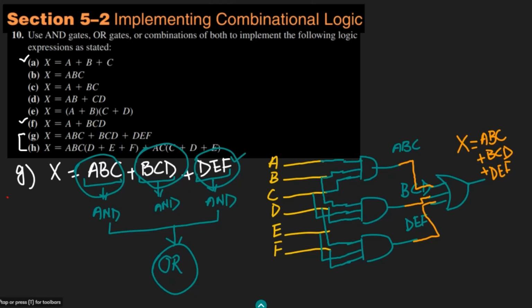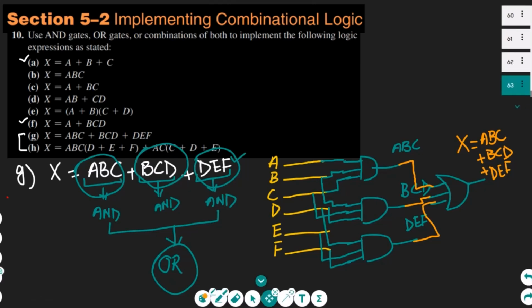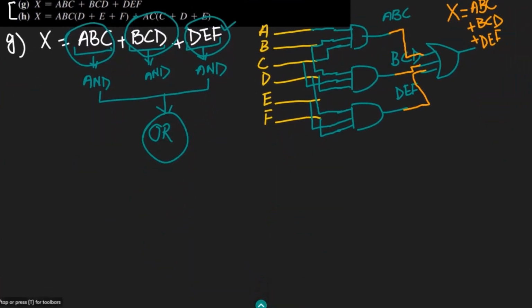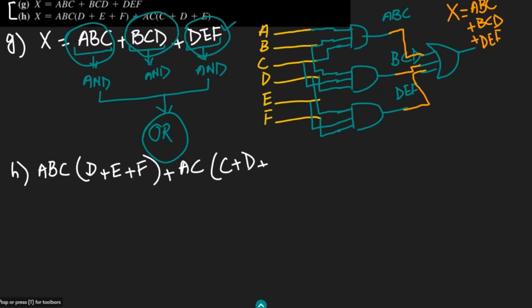Similarly for part H, let me move down somehow. So part H, how many inputs do I have? Let me first write the statement for it. The statement for it is H, and that is ABC, and with it I have to multiply D plus E plus F. And with it plus AC, and with it I have to multiply C plus D plus E.